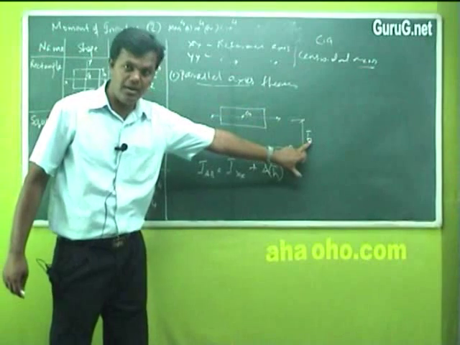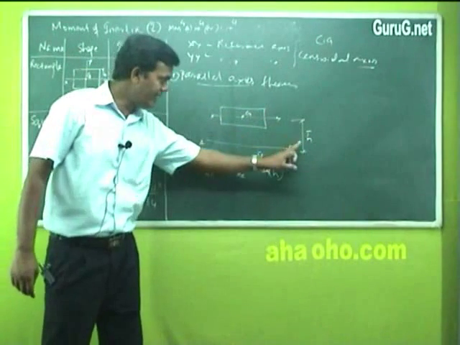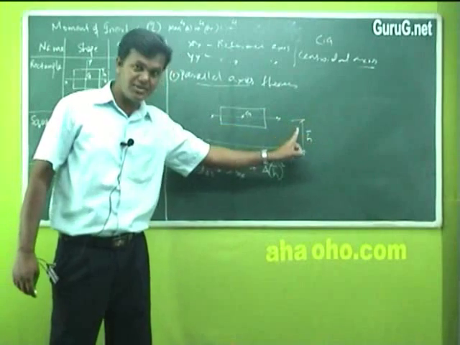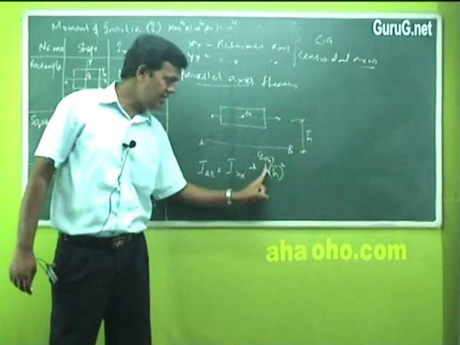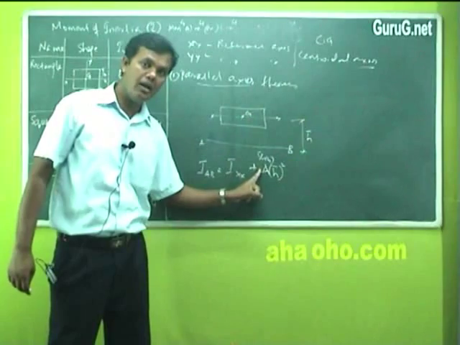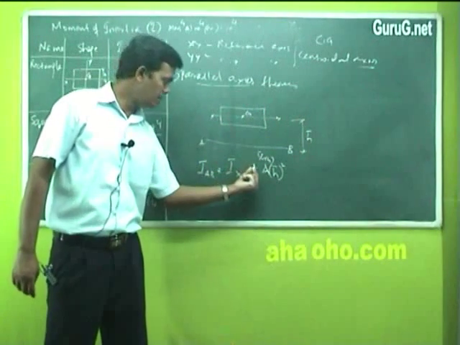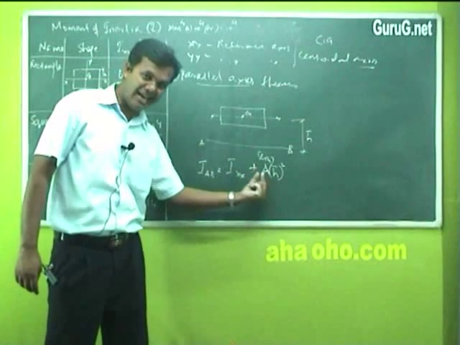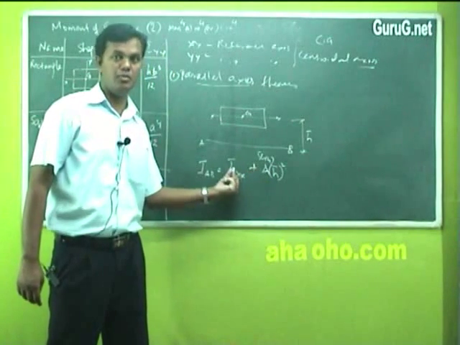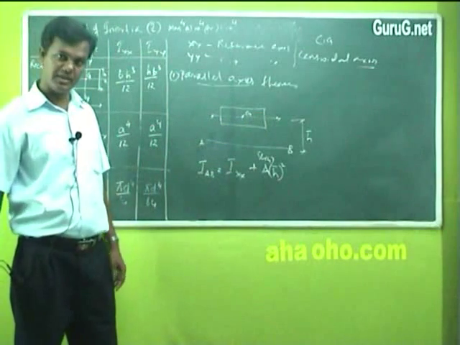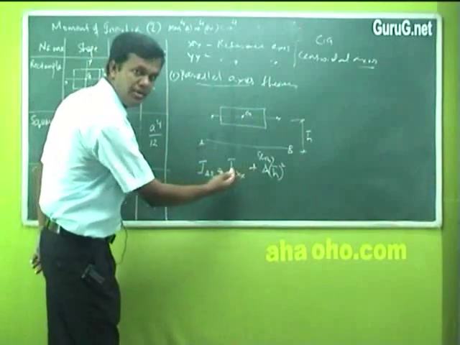Say the distance is h bar, right? That distance should be squared and multiplied with the body's area. Rectangle means L into B, or triangle means whatever it is, plus it is added with the Ixx value, the moment of inertia of that particular xx axis. Is that clear? Then what will be the y value here?